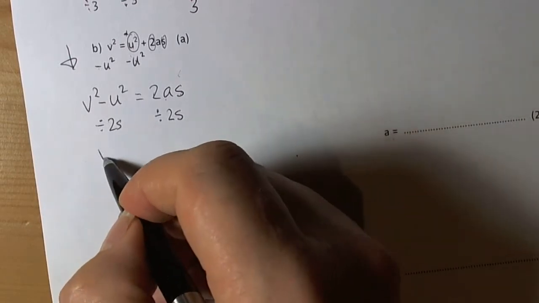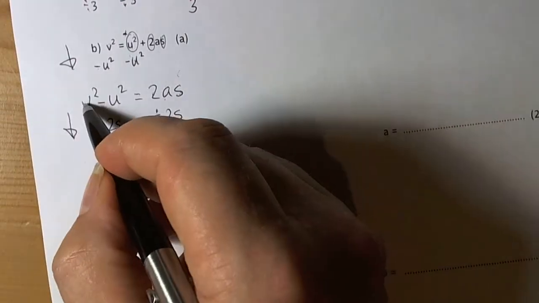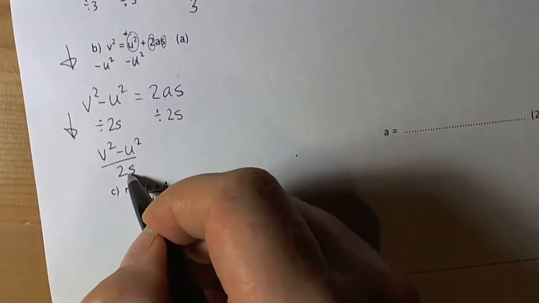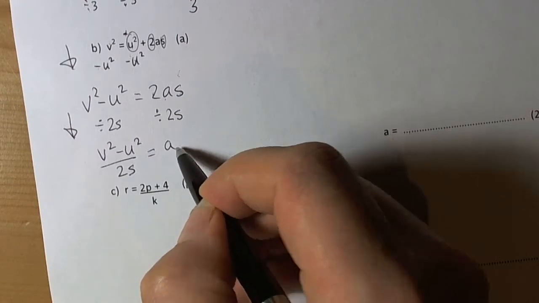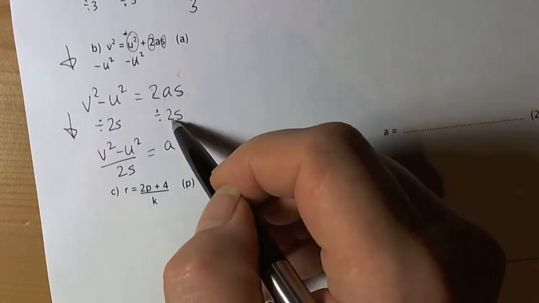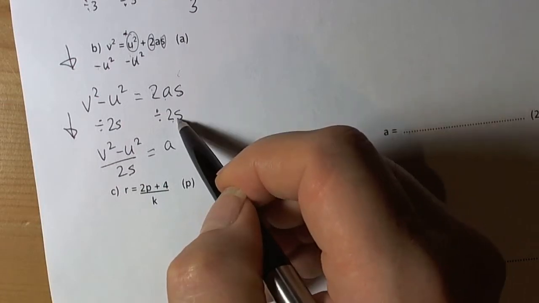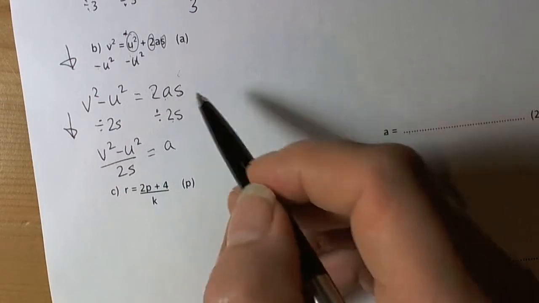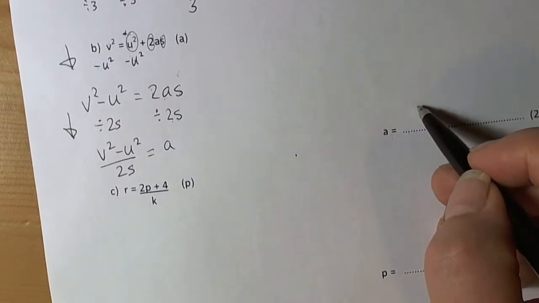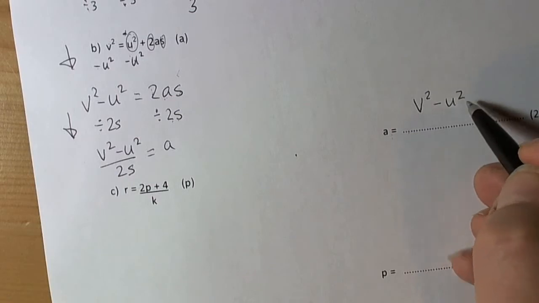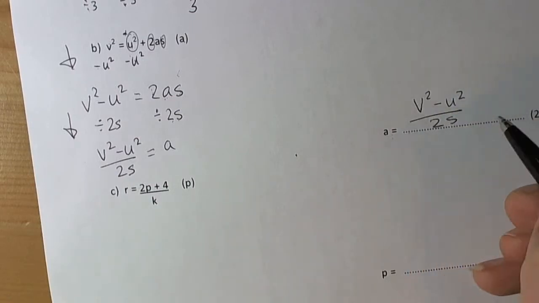So we end up with, again coming top down, what we had originally, v squared minus u squared, divided by the 2s. And that will leave us with a. The reason this works, 2 divided by 2 is 1, so that's cancelled out, and s divided by s is also 1. And that leaves us with 1a. Rewrite it the other way around. So a equals v squared minus u squared, all divided by 2s.